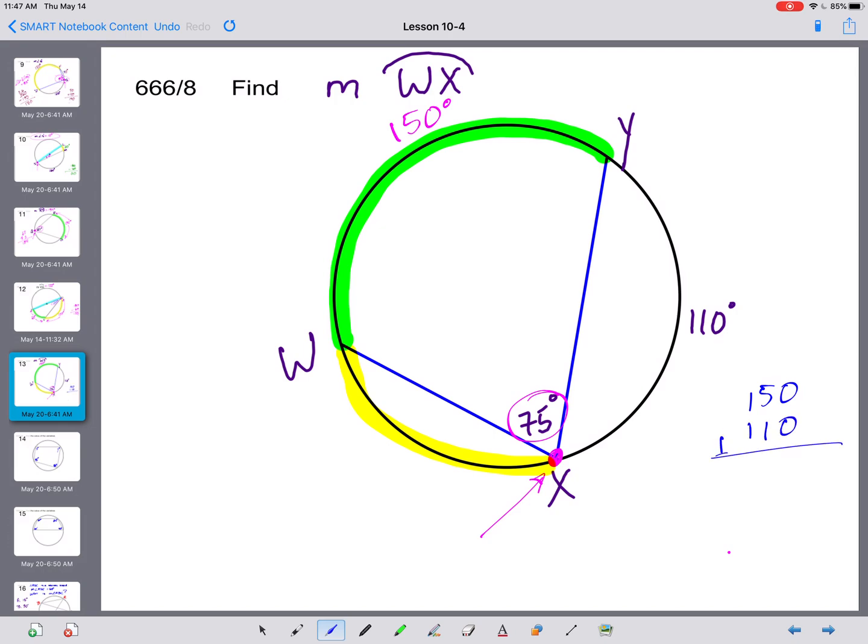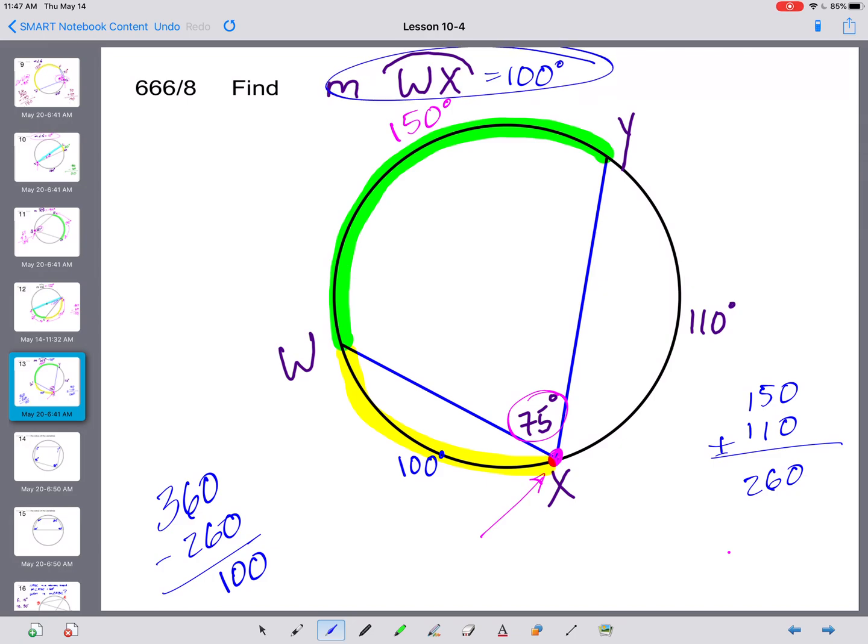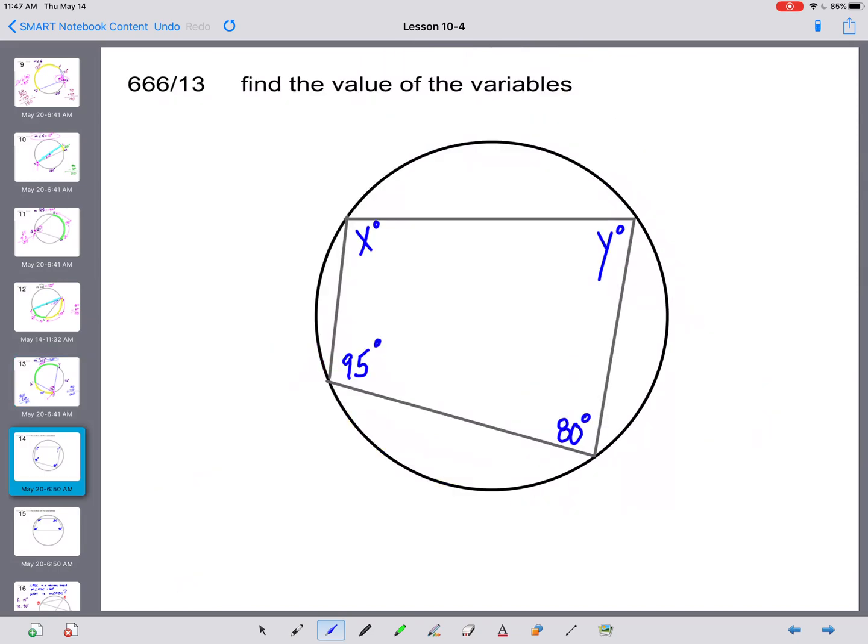That's going to be 260. Take it away from 360 because all the arcs in a circle, they got to add up to 360. 360 minus 260, I like it, 100. 100 degrees for WX. That's what they were looking for on that one. Problem 8. Okay, here we go.